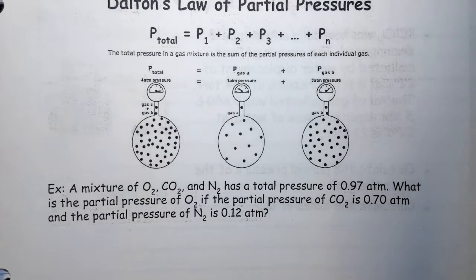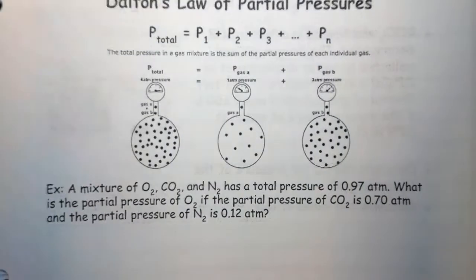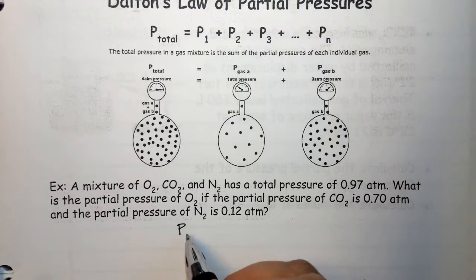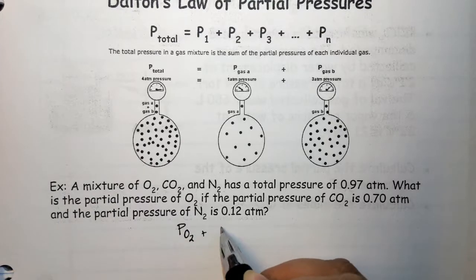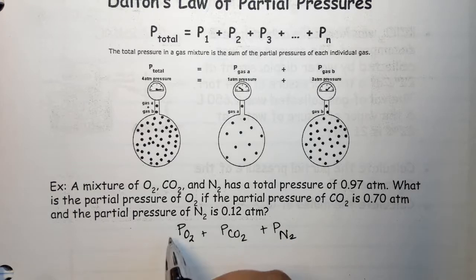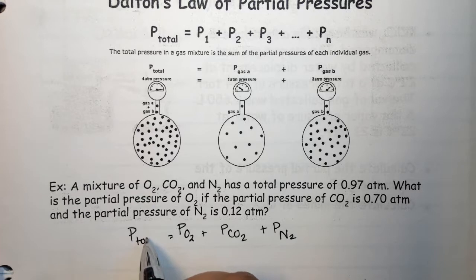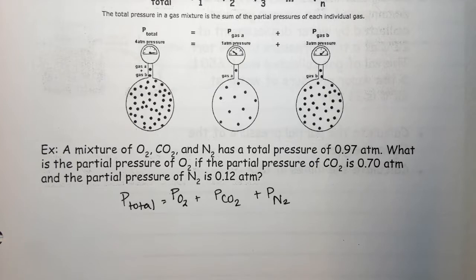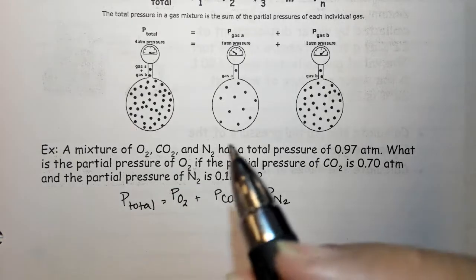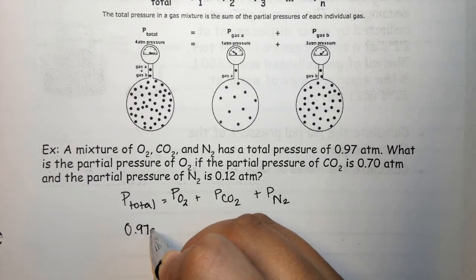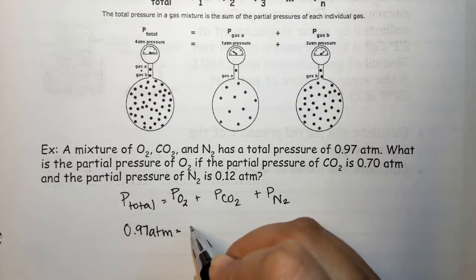Remember, it states that if we have this mixture, it's going to be the sum of all these gases. So the pressure of oxygen, the pressure of CO2, and the pressure of nitrogen are going to be equal to the total pressure, or P total, of the container itself. Okay? And then it gives us our numbers. Our total pressure is 0.97 atmospheres, and it asks, what is the partial pressure of oxygen?